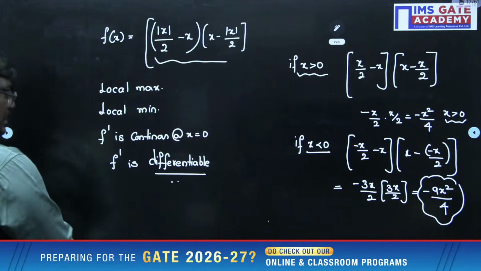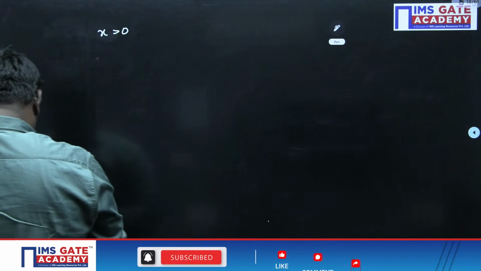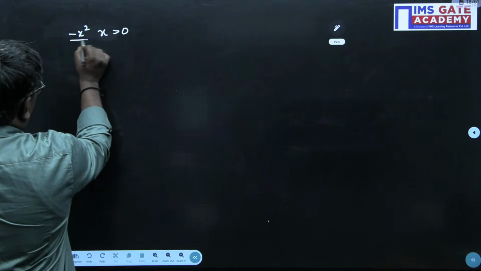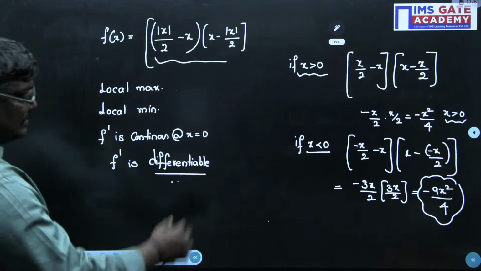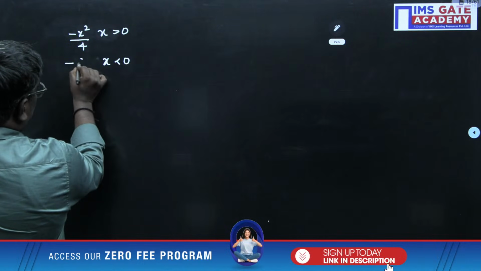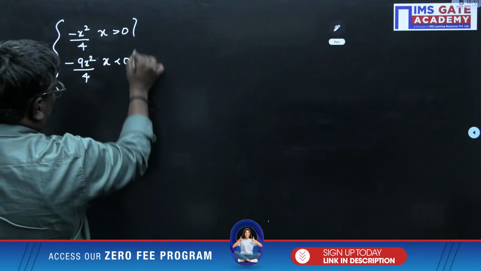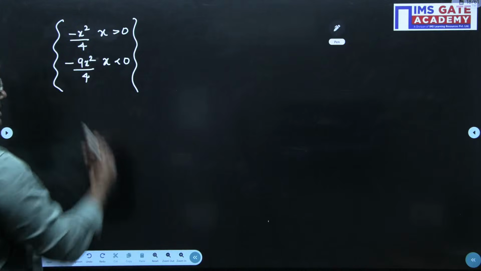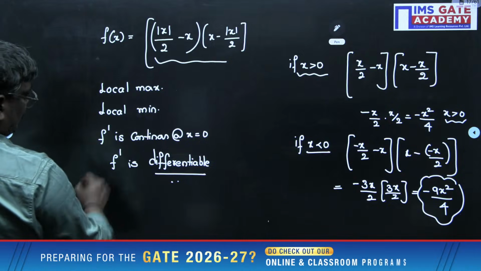So we can come up with this. So here you can write, when x is greater than 0, it is minus x square by 4. Similarly, when x is less than 0, it is minus 9x square by 4. So these are the two values you have to remember here. Now, when I substitute x as 0, in both the cases it is 0. So f is continuous, you can say.